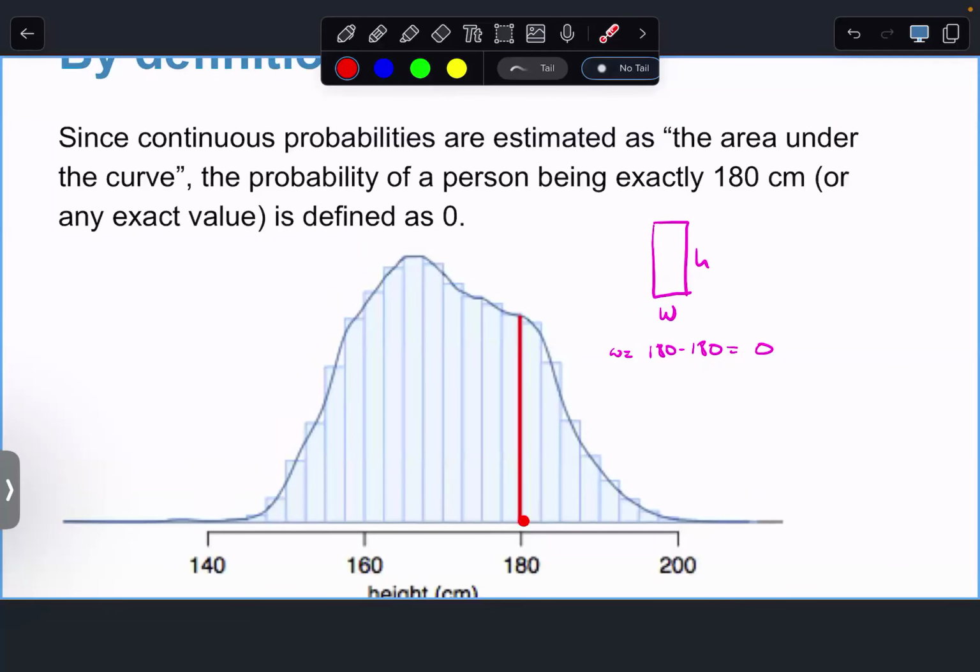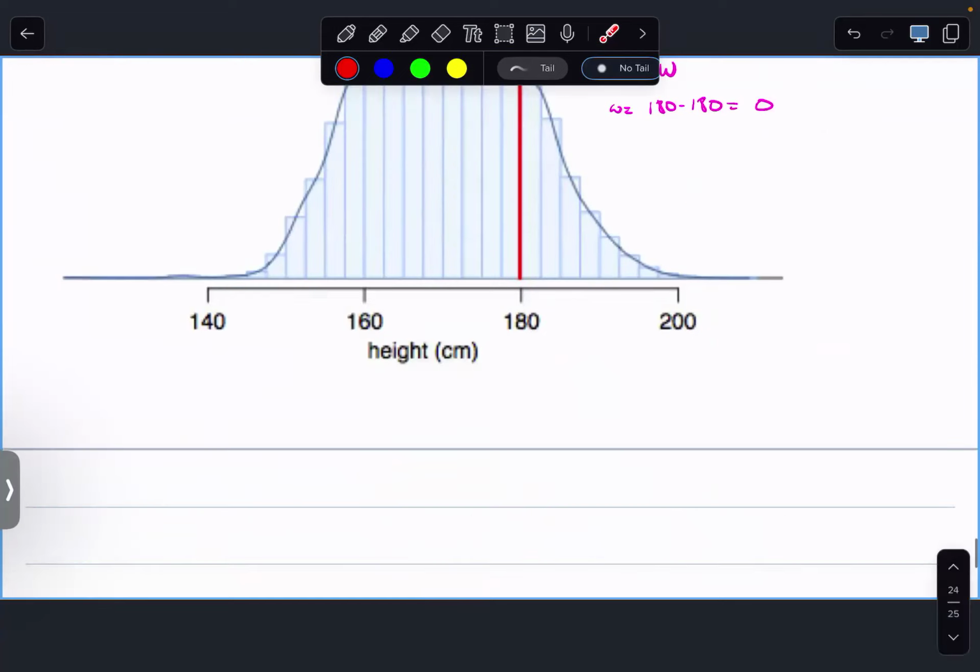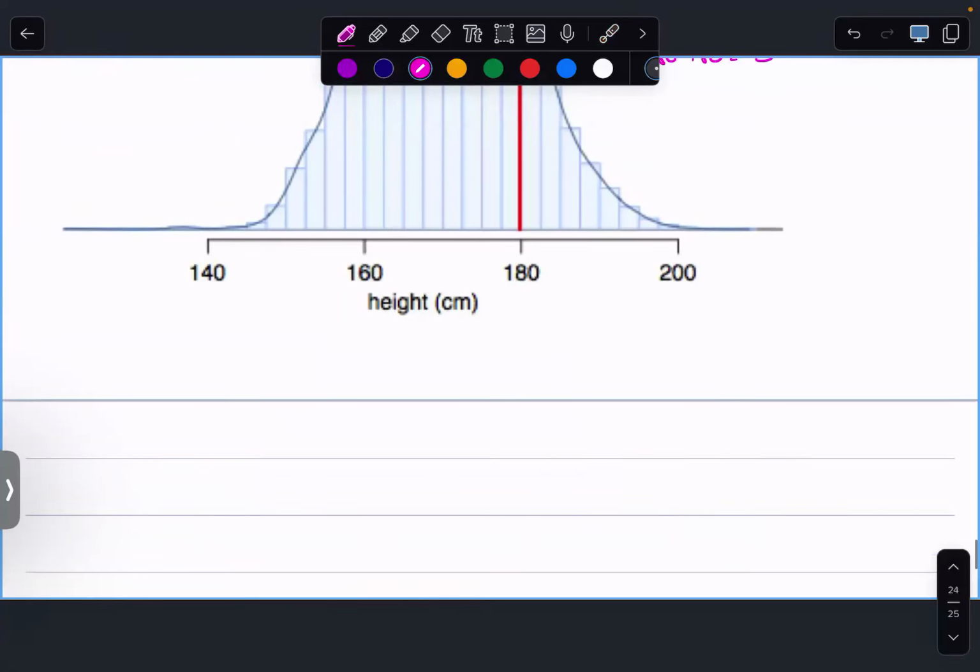But that doesn't mean they don't exist. It's just the probability of an exact number is always just 0, right? You need to have some width. You could go from 180 to 180.00001, but that's not the same as exactly 180. So I'll leave you with that food for thought. And that is the end of chapter 3.